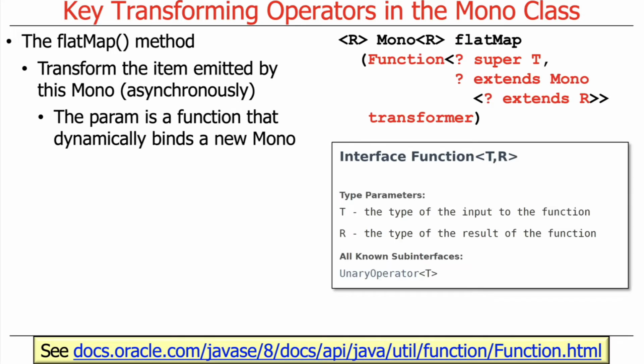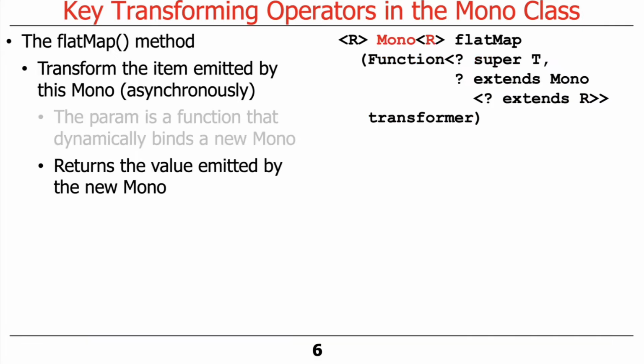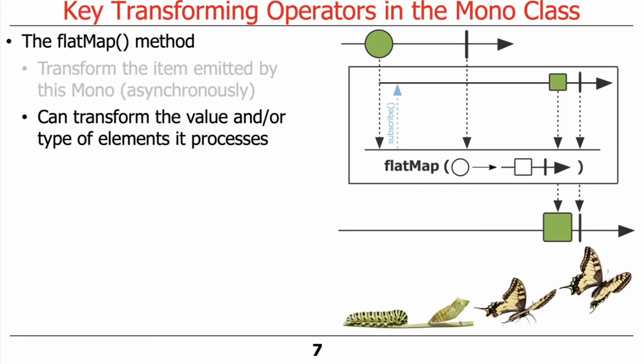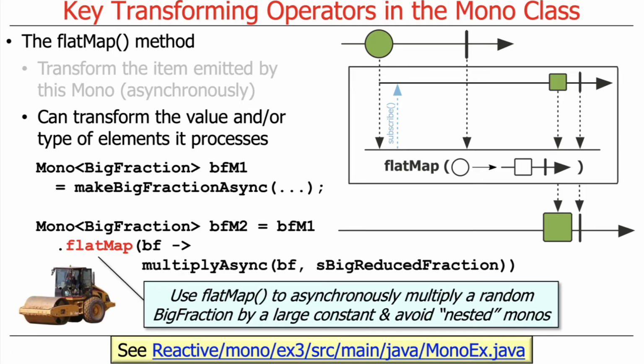And you can see that it takes a function as a parameter, which does what you typically would expect functions to do. They take a value that comes in as a parameter, and they apply some kind of transformation, and they return a result. And as we'll see here, it's going to be something that can change the value or change the type. What comes back from flatMap is the value that's emitted by the mono that's created by the function, by the transformer. And as I alluded to before, you can transform the value and/or the type of elements. So it's like the caterpillar turning into a butterfly. It gets transformed if you want.